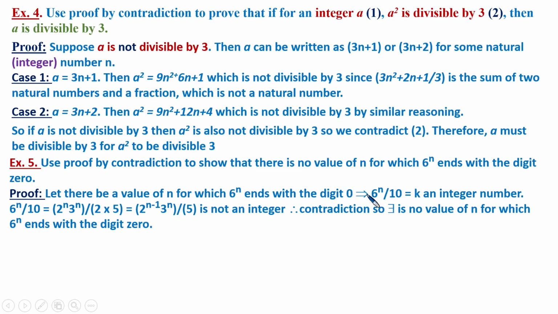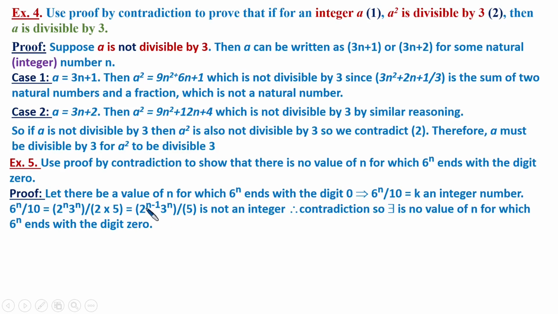So if it ends with 0, then 6 to the power n divided by 10 should be k, an integer number. And we know that 6 to the power n divided by 10 is equal to, if I break this, 2 to the power n into 3 to the power n, and 10 as 2 into 5. So this 2 will get cancelled with one of the 2s here, so it will be 2 to the power n minus 1 into 3 to the power n divided by 5.